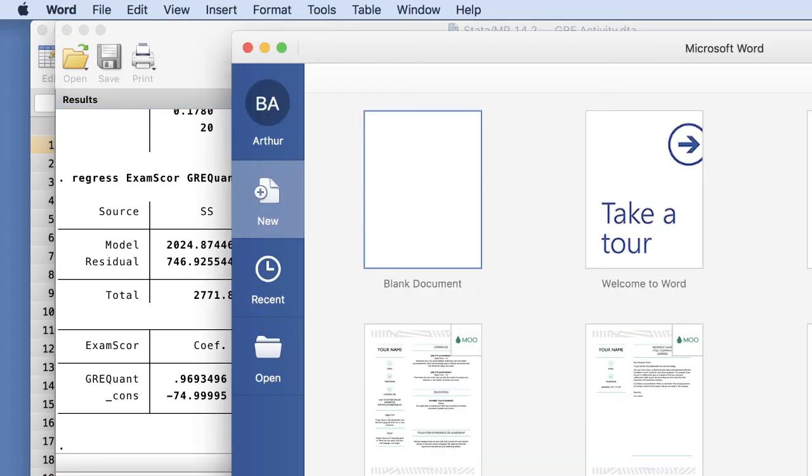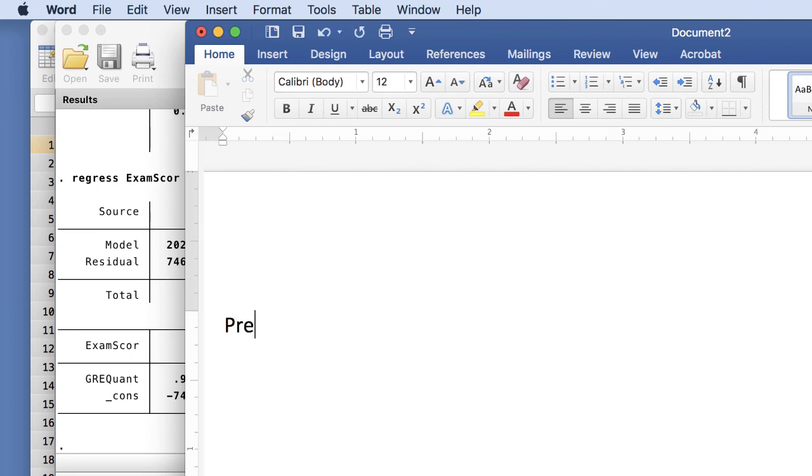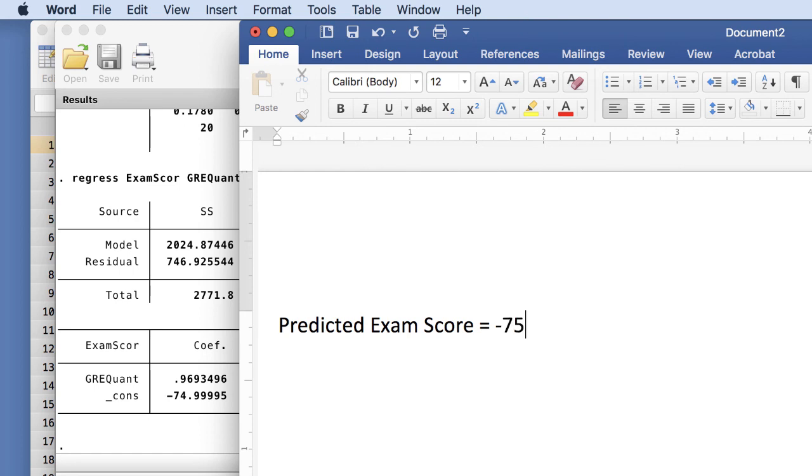If we were to create a regression equation, we could do it like this. We could say the predicted exam score is equal to negative, we can actually just round off, 75 plus 0.969 times x. Depending on the value of a GRE quantitative exam score, based on that value, we can use this equation to create a predicted exam score.